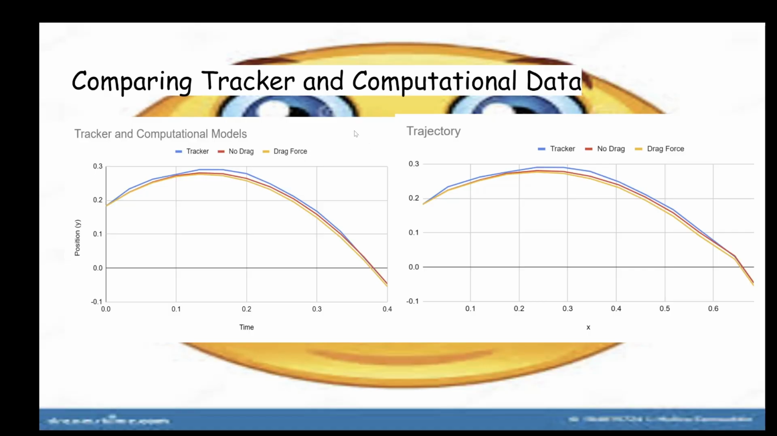So comparing Tracker and computational data. We have Tracker as blue, no drag as red, and drag as yellow. So one thing I want to talk about is, in hindsight, we should have thrown this paper ball with only an x trajectory, so only an x velocity. We threw it up a little bit with a y velocity, and that caused it to go up and then decelerate and then start accelerating again due to gravity. But because of this, our Tracker is the one where it is the highest. However, normally our computational data should have a higher graph than our Tracker.